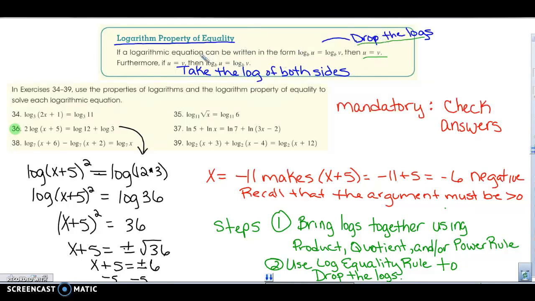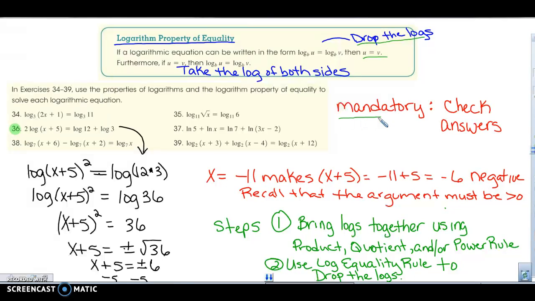We're going to use this property of equality in both directions. Sometimes it'll be to our advantage to bring the logarithms together and drop them. And at other times when we have exponential equations that we're not able to relate the bases, we can take the log of both sides and then use those 3 properties, the 3 amigos that we just went over, to help us solve the problem. So we're going to use it in both directions.